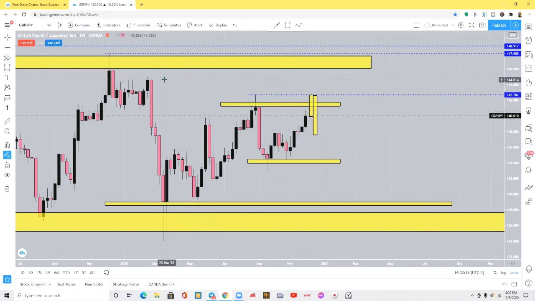Let me see how many. And this is off the weekly. This is like 600 plus pips. Account blown right there. So let me ask you this though.